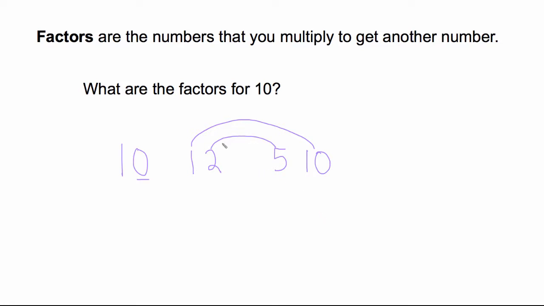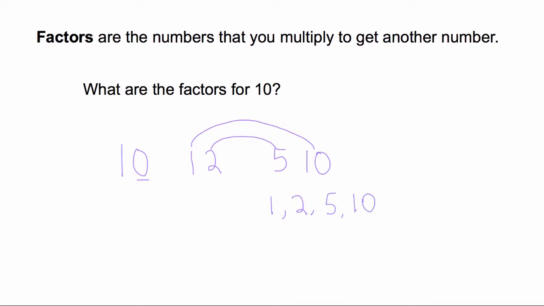Now, as you work your way in, 1, 2, we only have 3 and 4 left in between the numbers 2 and 5. 3 cannot perfectly go into 10, and 4 cannot perfectly go into 10. So we are finished. Our factors for 10 are 1, 2, 5, and 10.